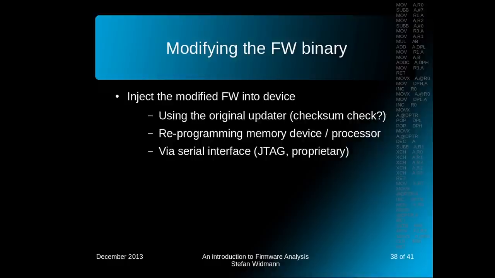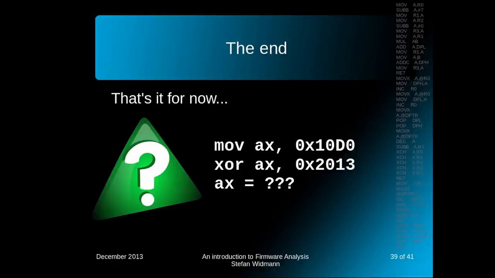Now, as we have modified the firmware, we can inject it back to the device. For example, using the original updater, it might contain the next checksum check, who knows. We can try to reprogram it to the external memory device if available, or to the processor. And this might be done using a serial interface, either JTAG or proprietary. So, that's it. Thank you very much.